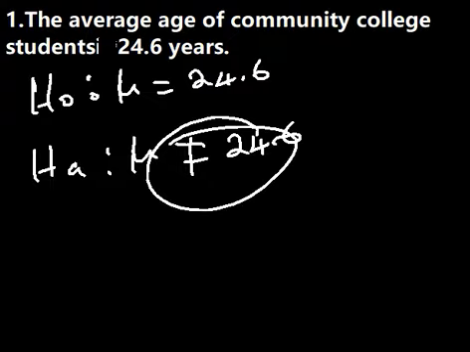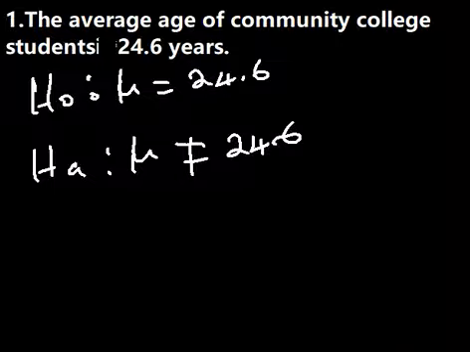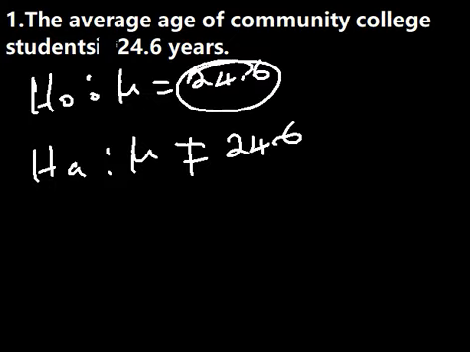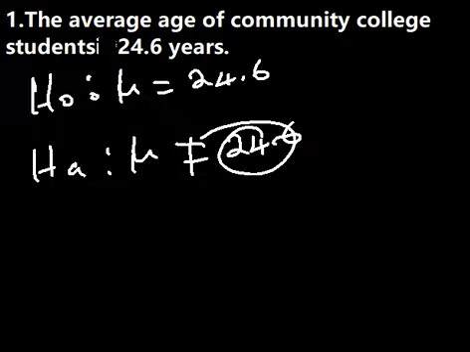Now, this is part of the two-tailed test, because we are not so sure whether it can be less than this or more than this, but the reality is the mean is not equal to 24.6. So that is the alternative hypothesis.